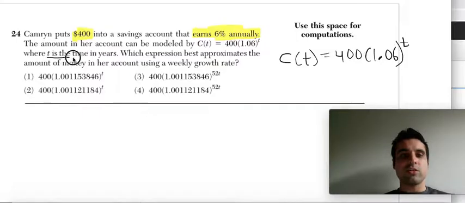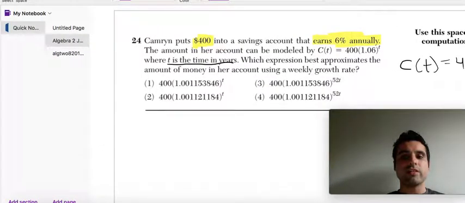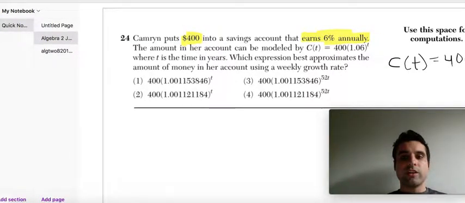So the amount in her account can be modeled by C of t, where t is the time in years. Which expression best approximates the amount of money in her account using the weekly growth rate? So, and I'm going to actually take that and use yellow. These are very simple questions to solve once you learn how to manipulate exponents. We want to write in terms of the weekly growth rate. The one thing you want to know is that there are about 52 weeks in a year.